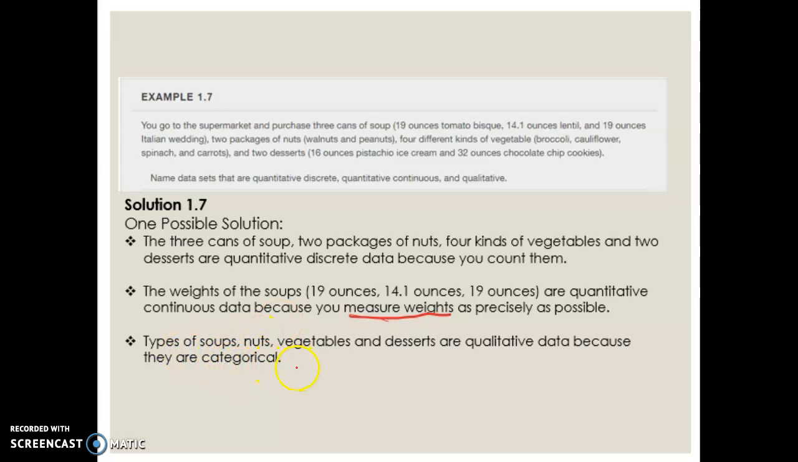Types of soups, nuts, vegetables, and desserts are qualitative because they're categorical. So when you're talking about walnuts and peanuts, or you're talking about broccoli, cauliflower, spinach, and carrots, that's qualitative because you are categorizing it according to what it is. Okay?